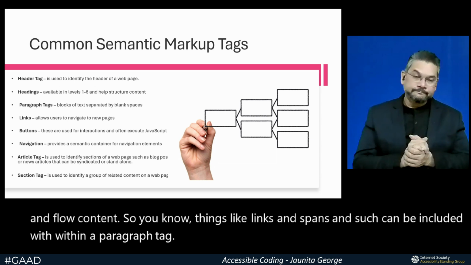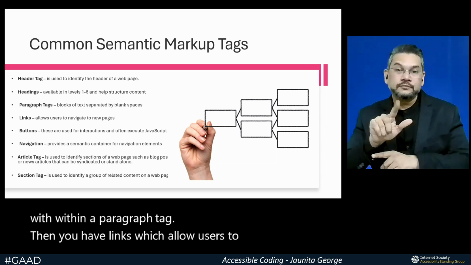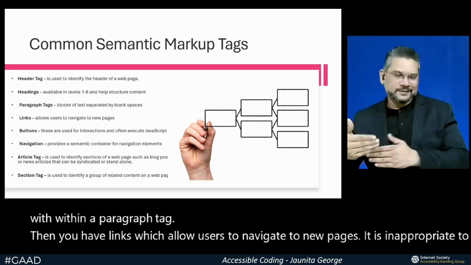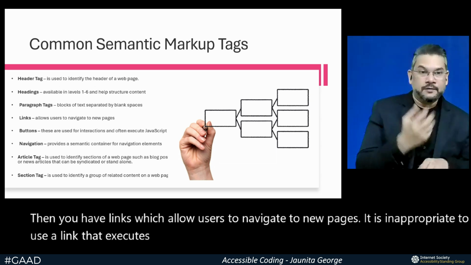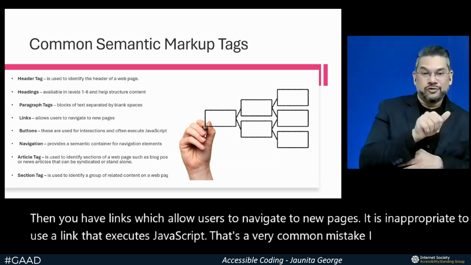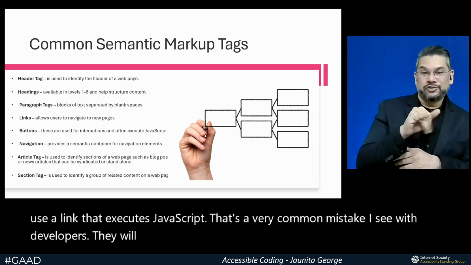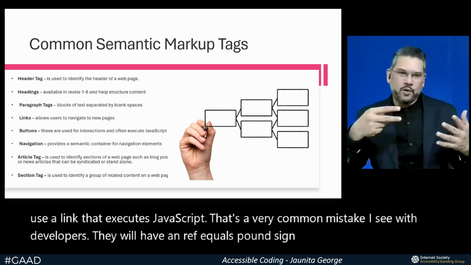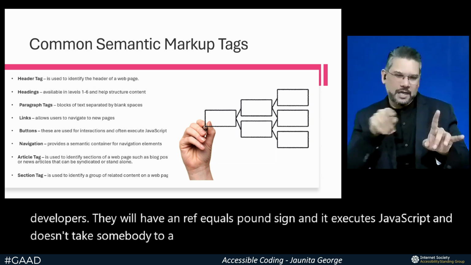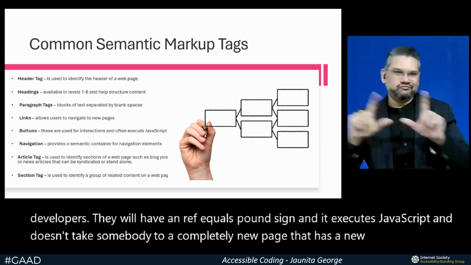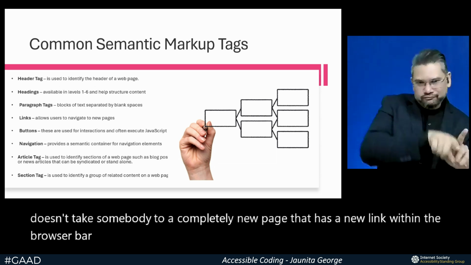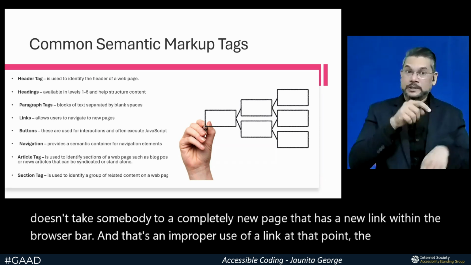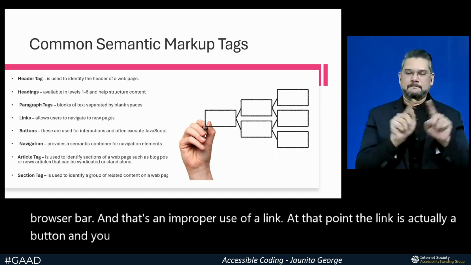Then you have links, which allow users to navigate to new pages. It is inappropriate to use a link that executes JavaScript. That's a very common mistake I see with developers. They will have an href equals hash, and it executes JavaScript and doesn't take somebody to a completely new page that has a new link within the browser bar. And that's an improper use of a link. At that point, the link is actually a button, and you should code it as a button.